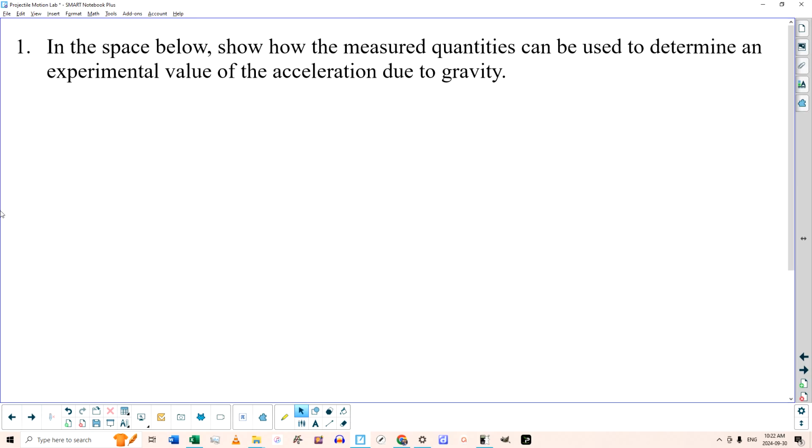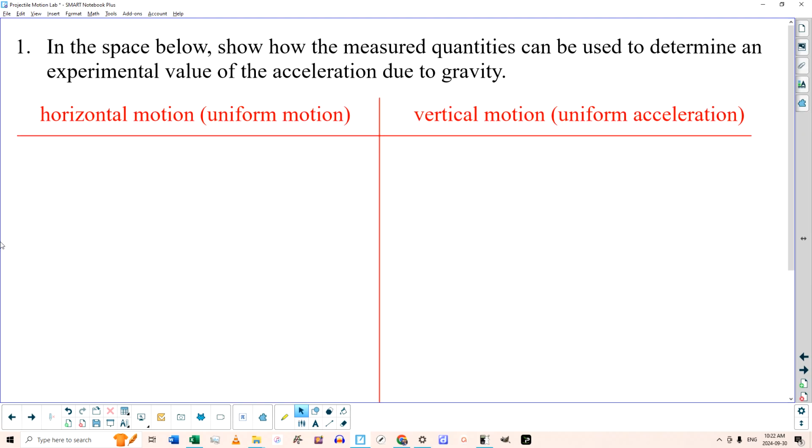Students were then asked to explain how you could use the data to determine the acceleration due to gravity. With projectile motion, you always want to analyze horizontal motion independent of vertical motion. Although the horizontal motion happens at the same time as the vertical motion, what happens horizontally is not affected by what happens vertically, and the other way around is true as well. When you talk about the horizontal motion, it's uniform motion because there's no force pushing the ball to the right or to the left.